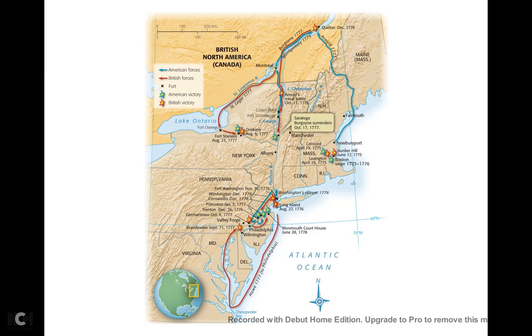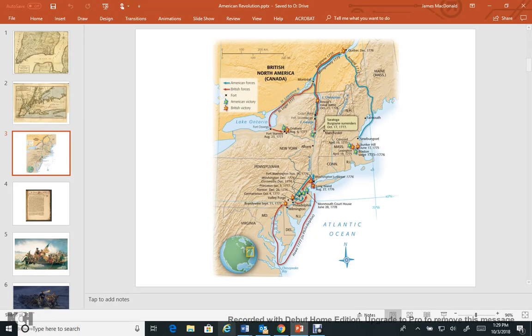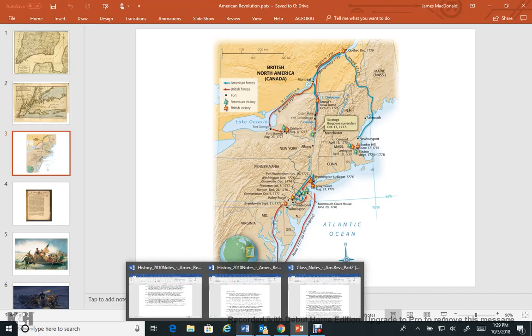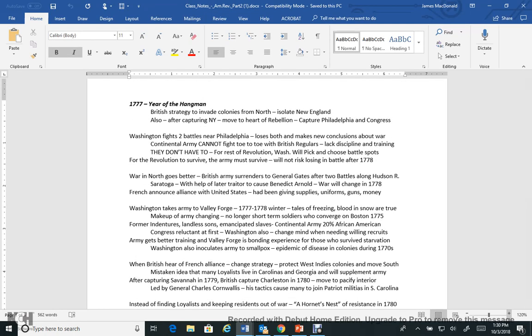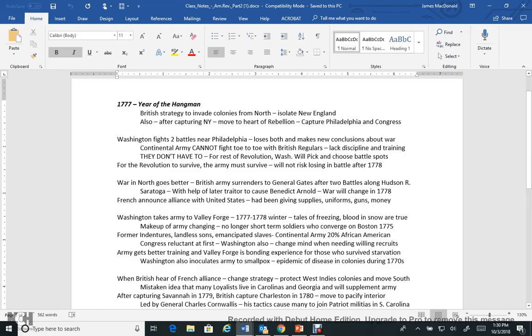Washington gets wind of what's happening, and not surprisingly, he feels he has to challenge the British move against Philadelphia. Washington fights 2 battles near Philadelphia, loses both of them. But he has a couple of conclusions after these defeats on the military battlefield, the battles of Brandywine and Germantown. So once again, the British Army enters a major American city. The rebellion, is it going to continue or not? That's unknown after these 2 losses.